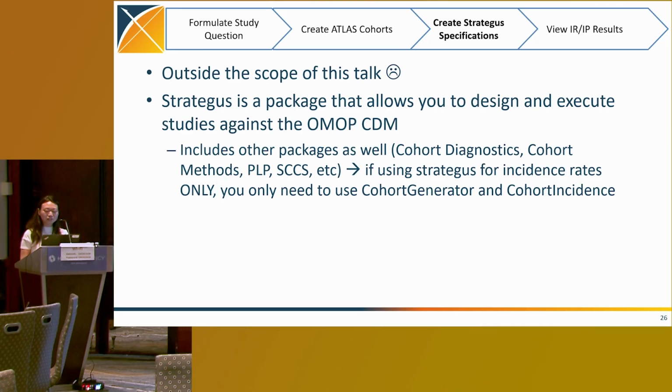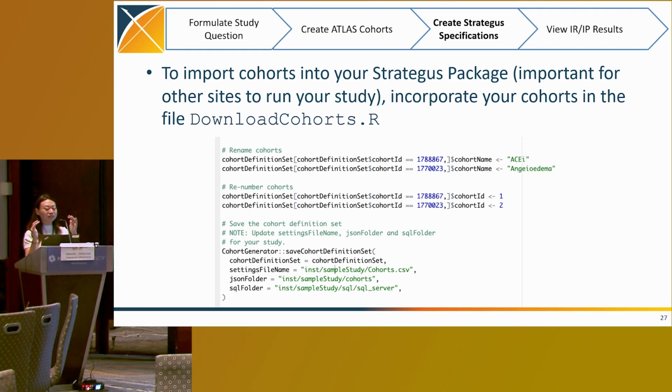So like I said, Strategus is a package that allows you to design and execute studies against the OMOP CDM. It also includes other packages, so it's kind of supposed to be a workflow where you can do something from diagnostics to characterization to population level prediction, et cetera, et cetera. But what you can do actually is comment all of those other packages out and just run the cohort generator and cohort incidence, and then that will get you what you want. That's what I usually do if I just want to run an incidence study within Strategus.